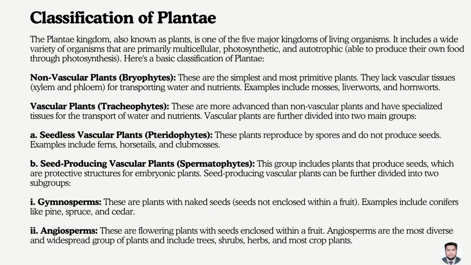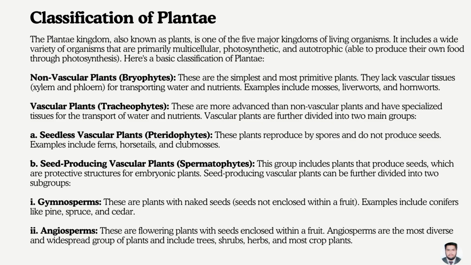Classification of Plantae. The Plantae kingdom, also known as plants, is one of the five major kingdoms of living organisms. It includes a wide variety of organisms that are primarily multicellular, photosynthetic, and autotrophic, able to produce their own food through photosynthesis. Here's a basic classification of Plantae.